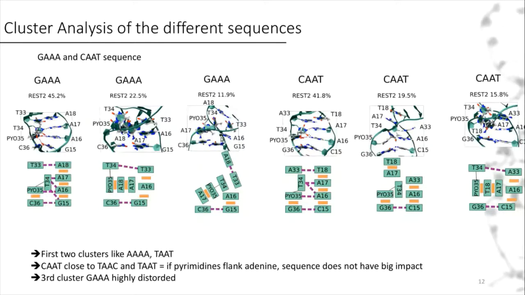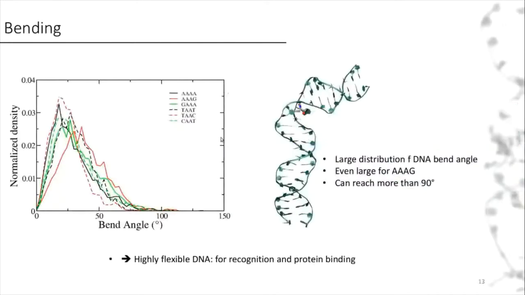This high bend can be found for all sequences, and even in normal AMD, it's really highly flexible. You see that you can go from 0 to more than 90 degrees. And for AAG, it's a bit higher than for the others, but we have really, really large distribution, highly flexible DNA, which is really useful for recognition and protein binding. So the question was, why is this difference with AAG?